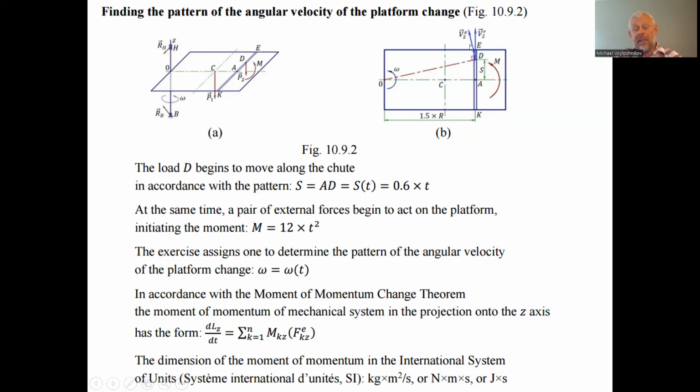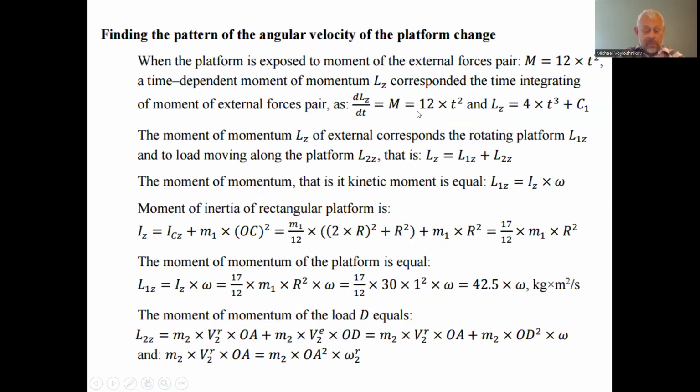You can see that the velocity of the transfer motion of this load and the velocity of the relative motion do not coincide in direction. They are inclined at a definite angle. Okay, let's return back. The momentum equals, on one hand, the product of the mass by the velocity of relative motion and the short distance between the axis of rotation of the platform and the axis of the channel, or OA.